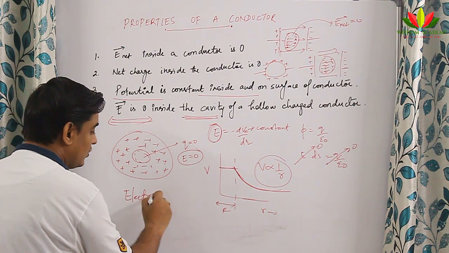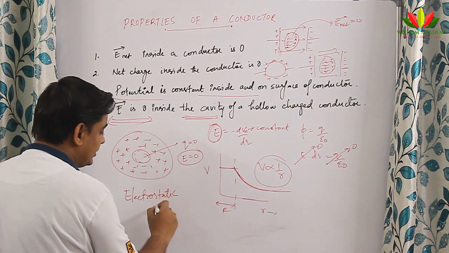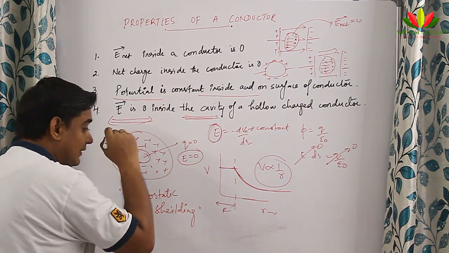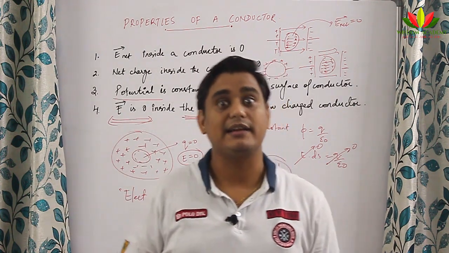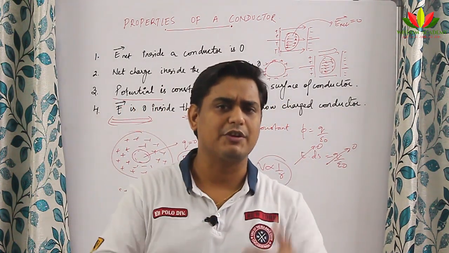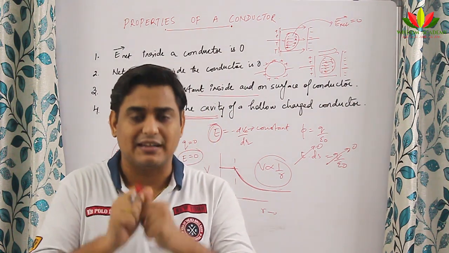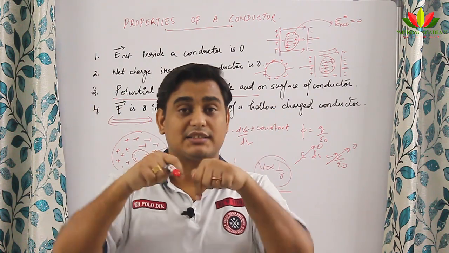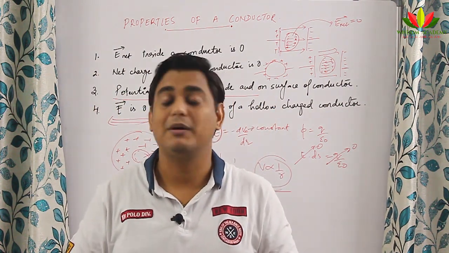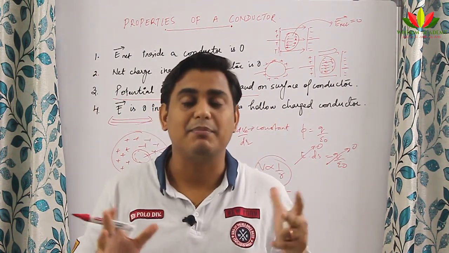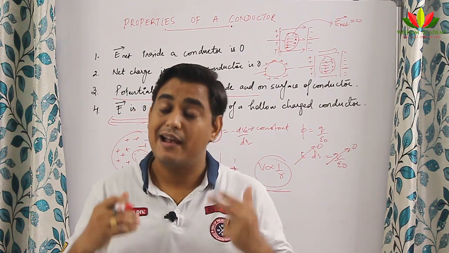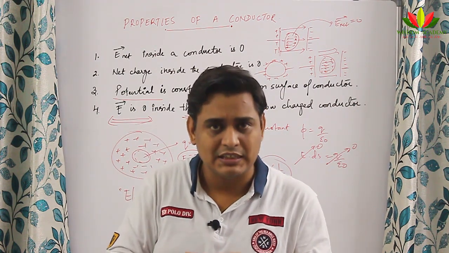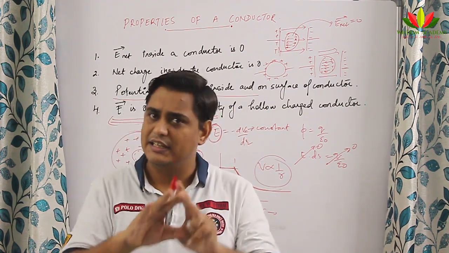Electrostatic shielding. I hope that many of you would have heard one thing: whenever lightning is striking and you are on the road, if you are inside the car, many people in panic try to come out of the car because they think if the lightning strikes the car, I will die there itself. But it is not like that. When you are inside a bus or a car and lightning strikes, you are the safest inside the car, because the car is a metallic body, it is a conductor shape.